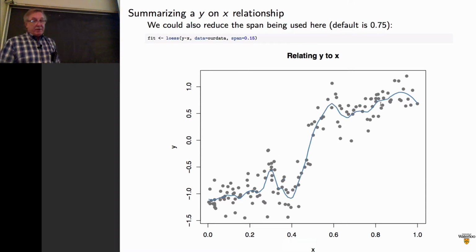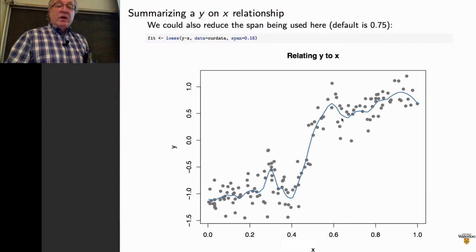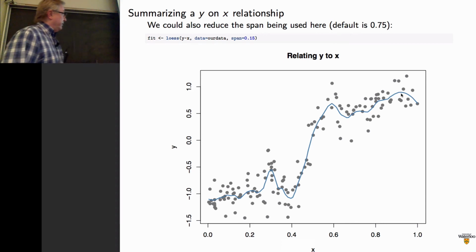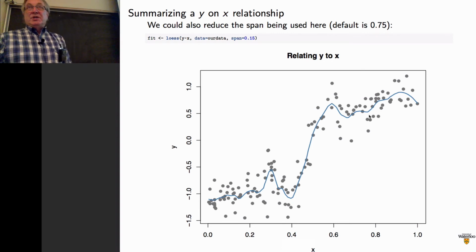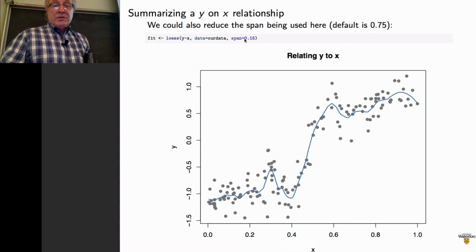So we can change the span. The default is 0.75. What we're going to use here is 0.15, and if you have 0.15, you'll see that we are in fact tracking the shape of the data a lot more closely. Doing a better job at these abrupt changes, but perhaps introducing some changes that aren't really there in the underlying function because we're chasing local behavior. Okay, so that's lowess with span 0.15, default was 0.75.